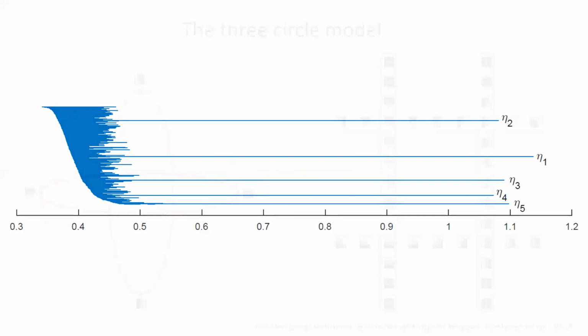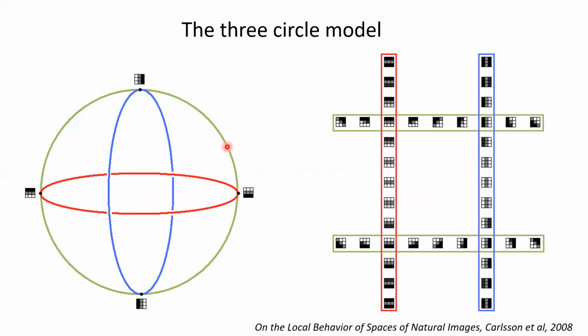And the model that emerges is what is called the 3-circle model. So what is the 3-circle model? The 3-circle model is made up of three circles. There is a green circle here, there is a blue circle here, and there is also a red circle. Now, the green circle touches the blue circle at 2 points, and it also touches the red circle at 2 points. But the red and the blue circles do not touch each other. So you have three circles, and the actual patches that occur on each circle are as follows.